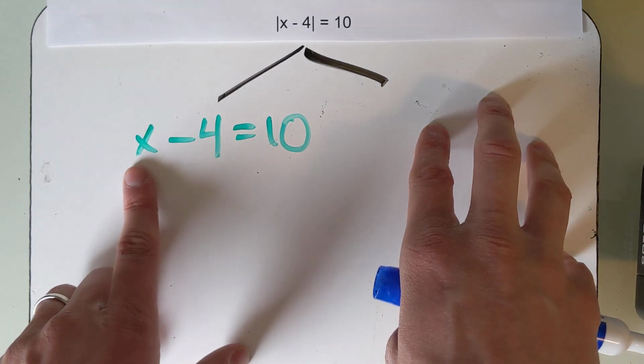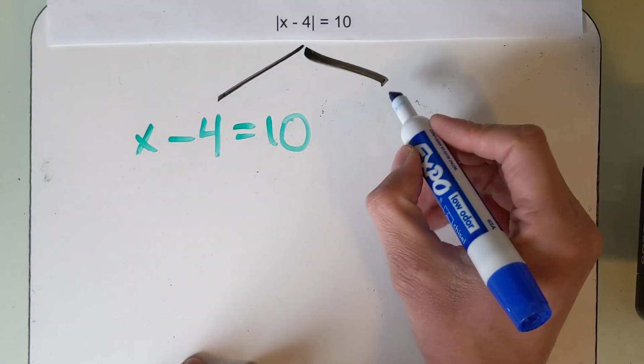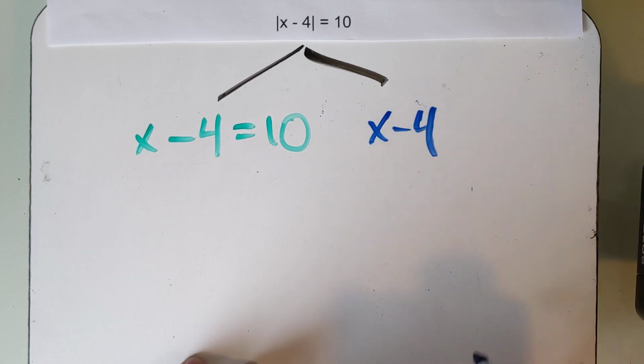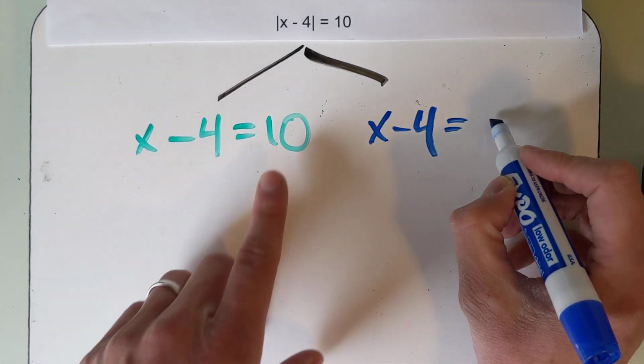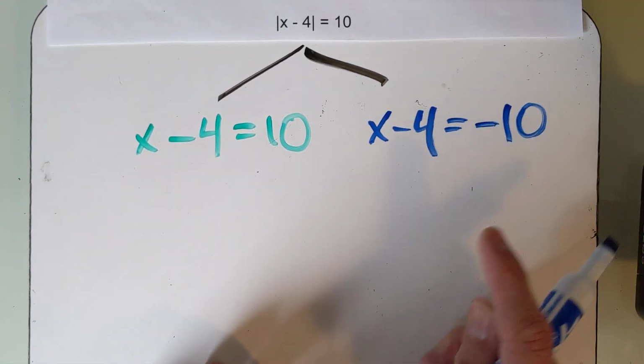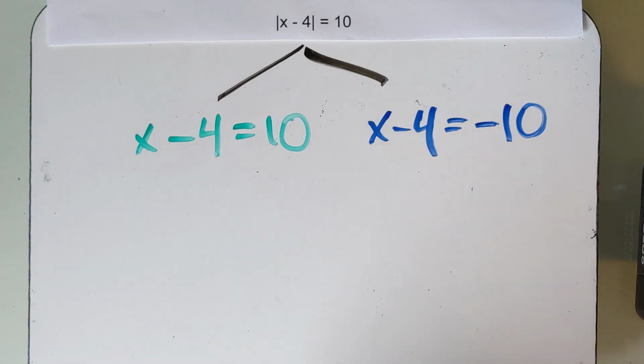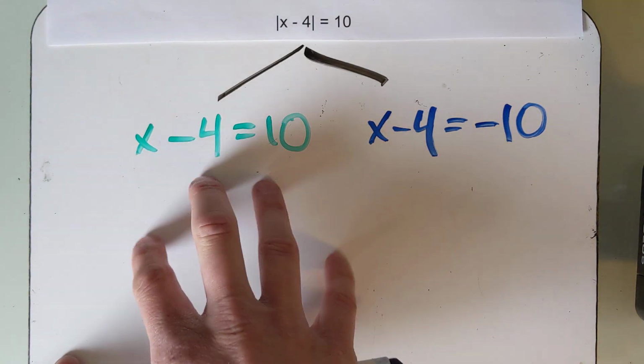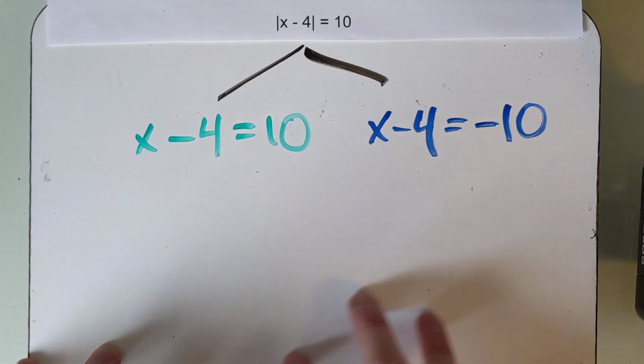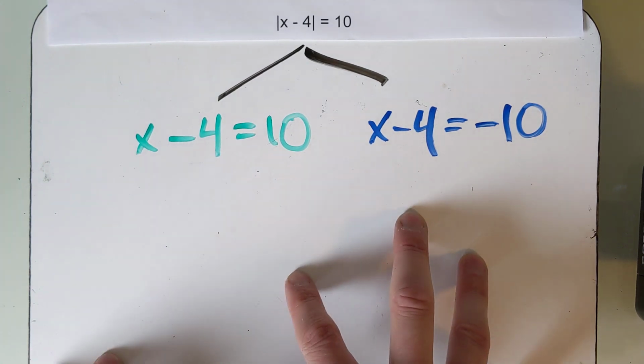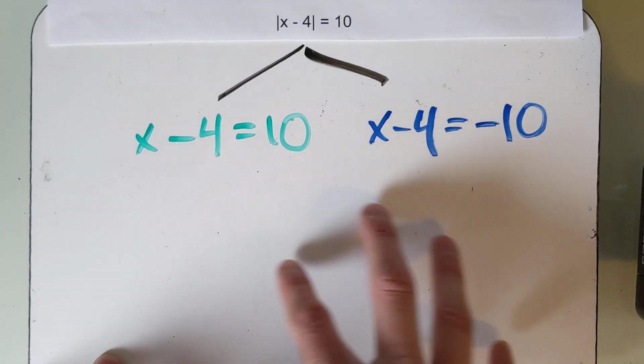So we're going to copy it down, x minus 4 is equal to negative 10, right? Because we're going to have the positive and negative solutions. Let's go ahead and get started on this one, all right? If you feel like you can do it on your own, go ahead and pause it and try that, and then just come back together to solve it, just to check your work.